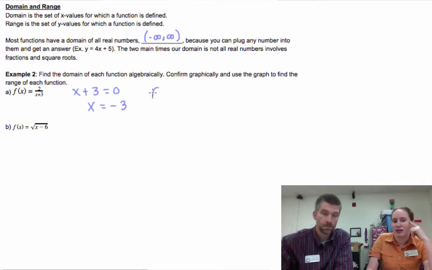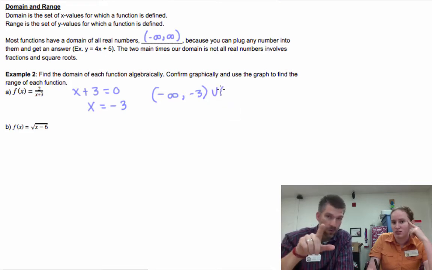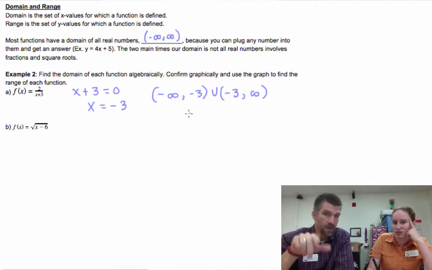So how do I write that in interval notation? You would go from negative infinity up to negative 3, but you can't include the negative 3, so we're going to use parentheses. And then we're going to use the union symbol, and go from negative 3 to infinity.